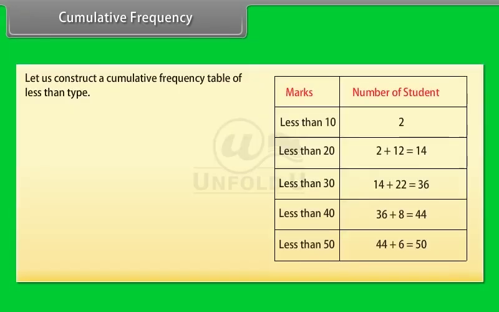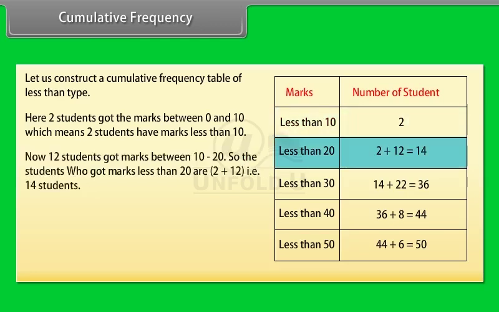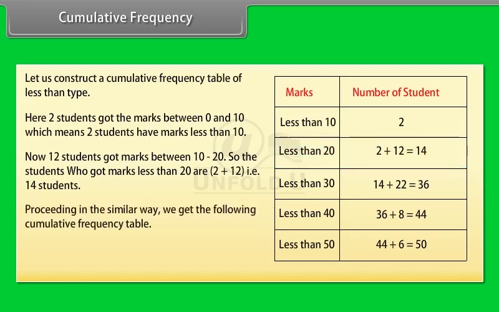Let us construct a cumulative frequency table of less than type for the above data. Here, 2 students got the marks between 0 and 10, which means 2 students have marks less than 10. Now 12 students got marks between 10 to 20. So the students who got marks less than 20 are 2 plus 12, that is 14 students. Proceeding in the similar way, we get the following cumulative frequency table.